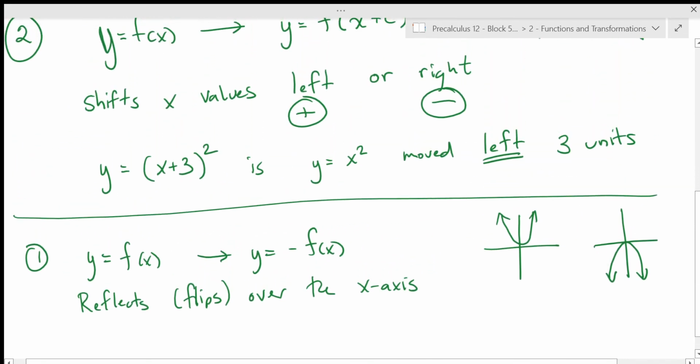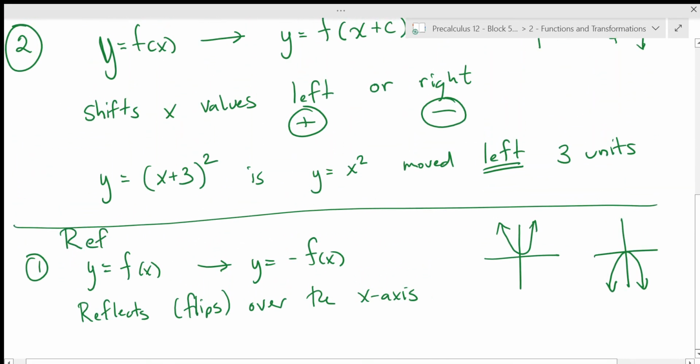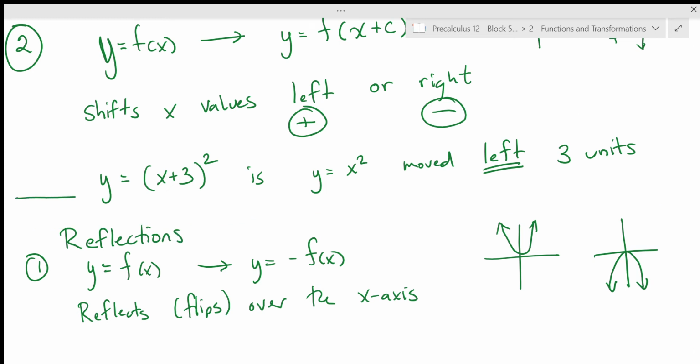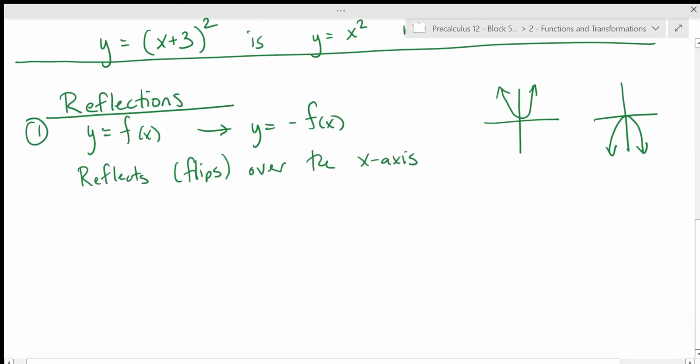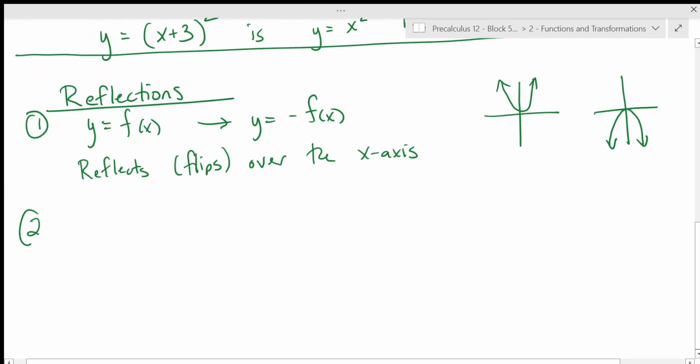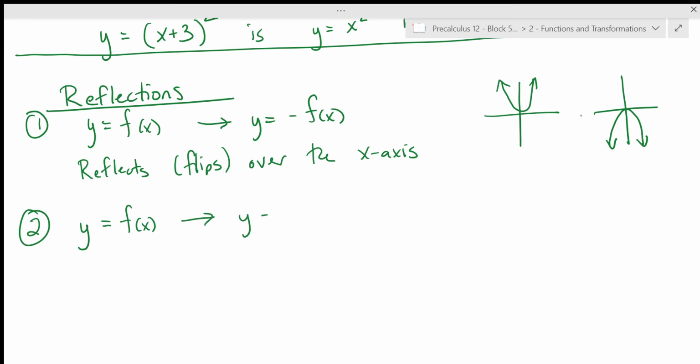Okay, so let's actually make sure we have a nice title. These are our reflections. We'll just erase that line and put it up a little higher. So our reflections, we have our vertical reflection, which is over the x-axis. We also have our horizontal reflection, which is acting on x. We're doing y equals f of x goes to y equals f of negative x. And this reflects over the y-axis, and that is in the x direction.